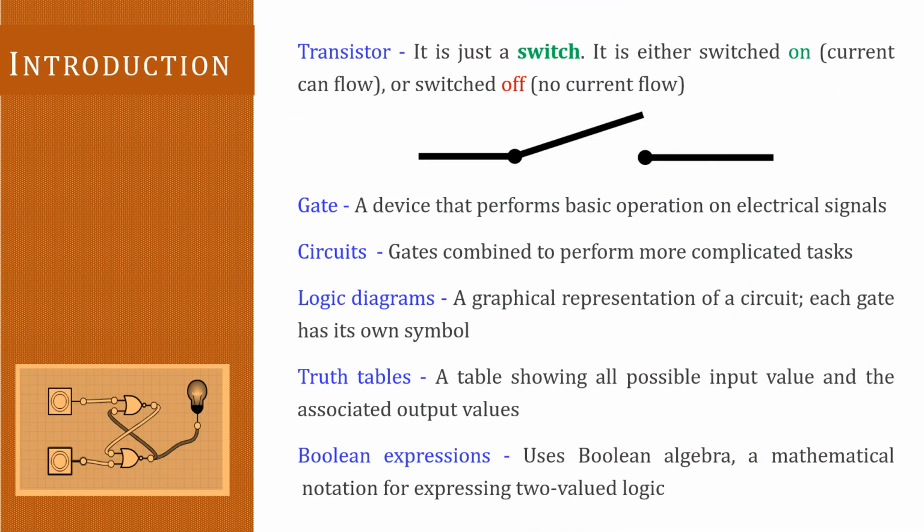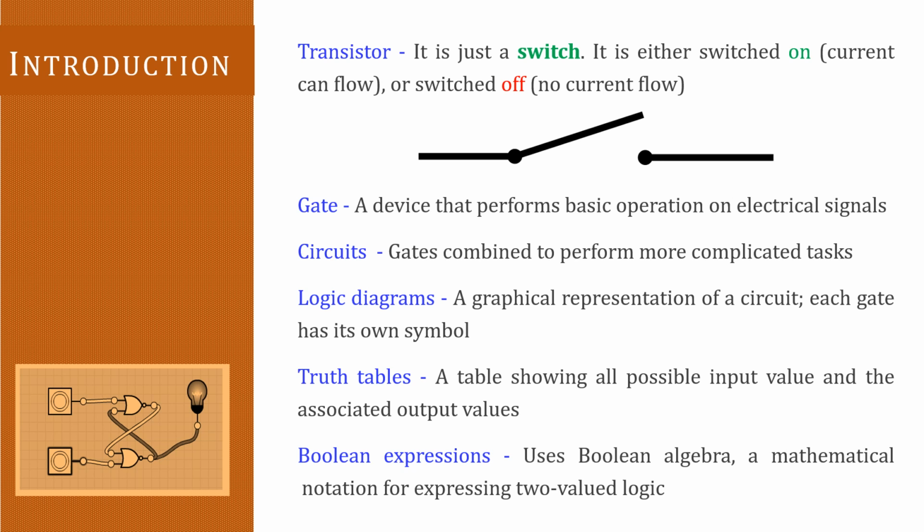Before moving on to the topic, let's quickly revise some basic concepts related to the topic. Transistor, it is just like a switch. It can be either in switched on or off state. If it is in on state, current can flow, and if it is off state, no current can flow. Gate is a device that performs basic operation on electrical signals. Circuits are a combination of gates which can be used to perform more complicated tasks.